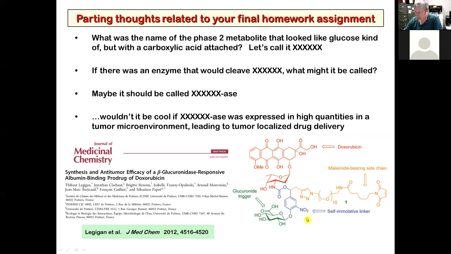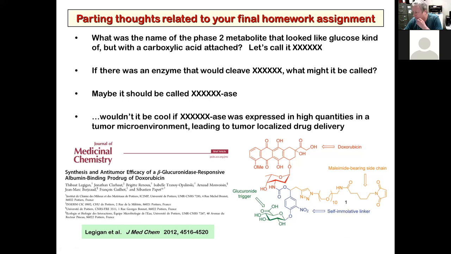And what's this thing called? This kind of linker that falls apart is called a self-immolative linker. We saw that. And then what's this thing over here? Maleimide, we said. What does this get attached to? Anybody know? We saw that essentially identical, this part identical in the last paper. What's this used for? The attachment of the antibody, right? Cysteine or whatever. So this is electrophilic, right? This thing gets attacked by a sulfur, like a cysteine or something, and this is how it gets linked onto the antibody. Okay, so yeah, very cool.